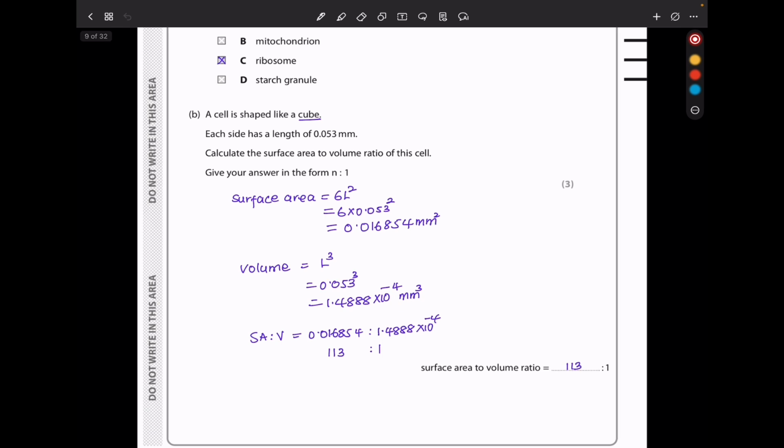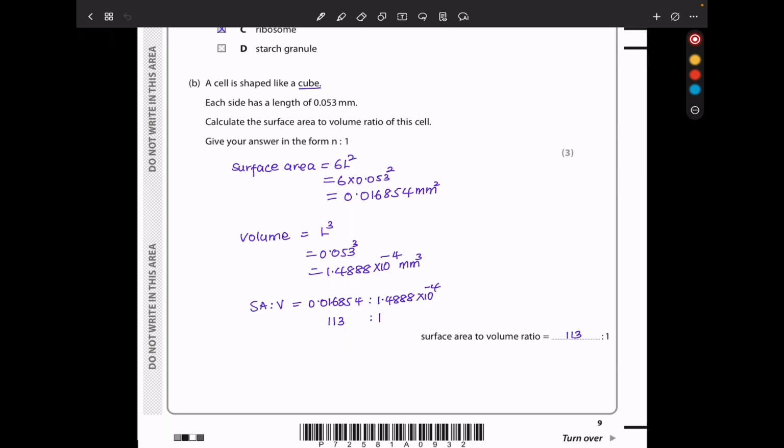The next part says a cell is shaped like a cube. Each side has a length of 0.05 millimeters. Calculate the surface area to volume ratio of this cell and give your answer in the form of n/1. So if it's in the form of a cube, surface area of a cube is 6 times the length squared, which is 6 times the length given here. When you square that and multiply, my answer was 0.016854 millimeters squared.